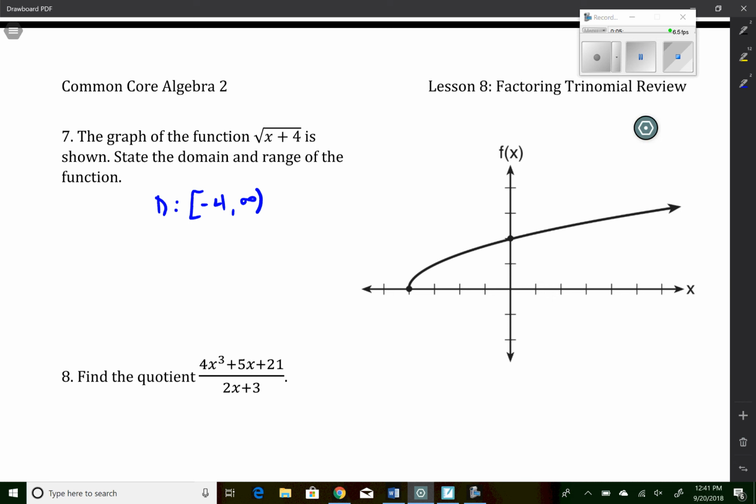State the range of the function. Range of the y values. The first y value we come in contact with is 0, and this also goes up forever. We'll start talking about graphs in this unit and in the next few units as well.